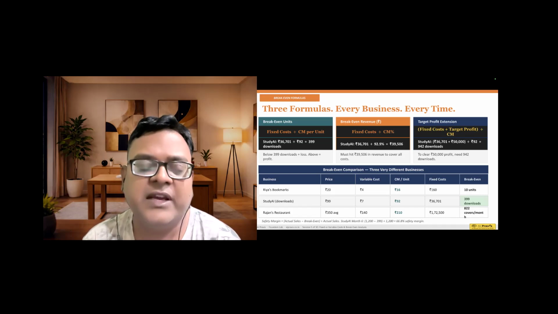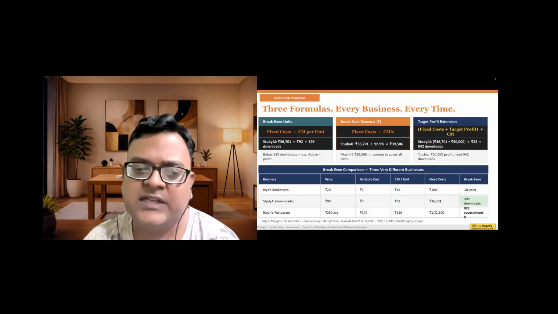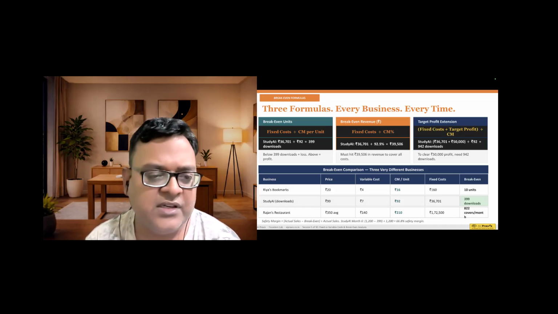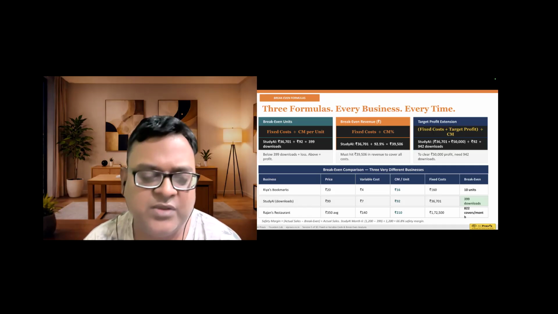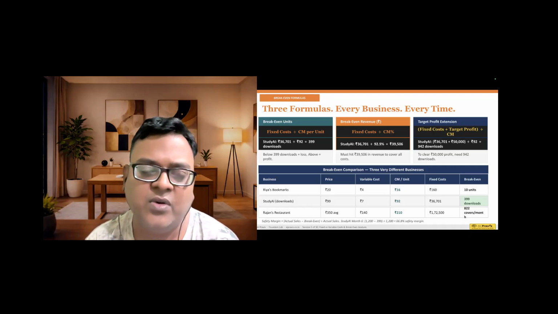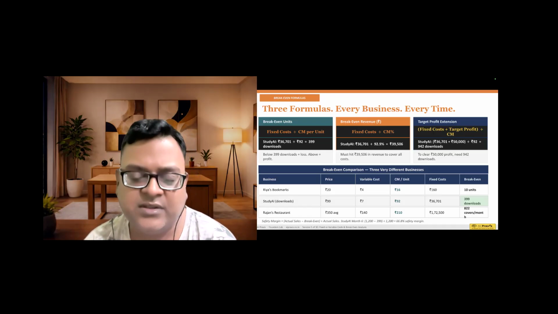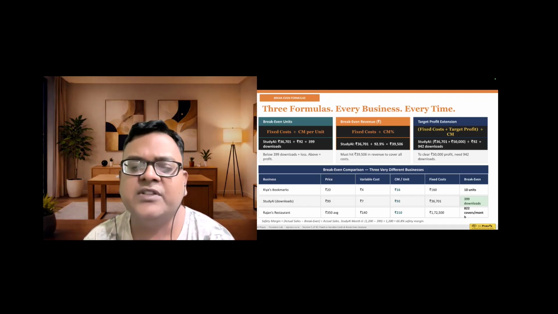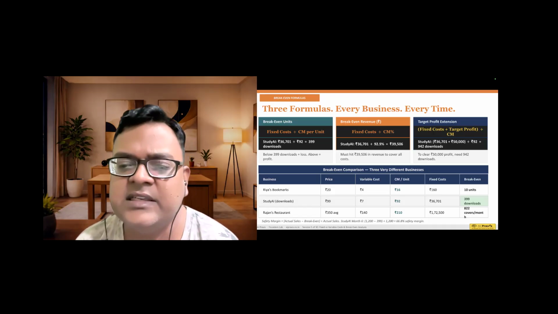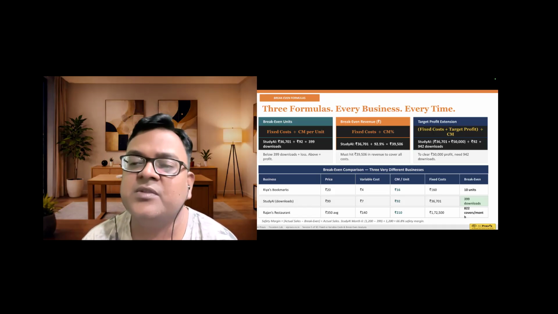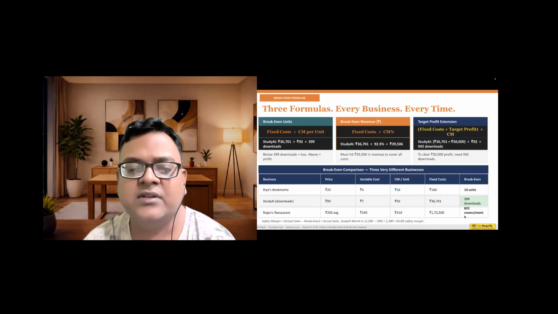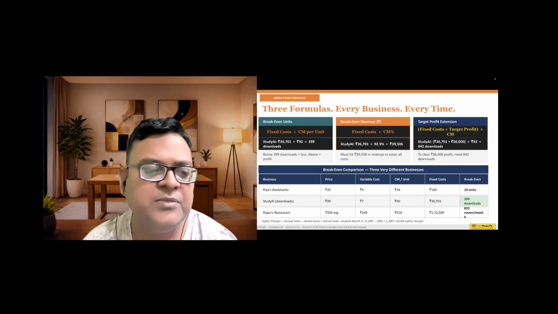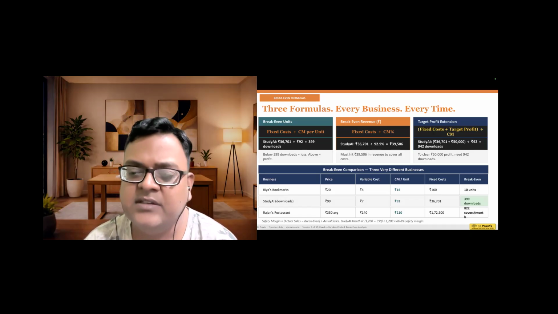Break even comparison: 3 very different businesses. Let's take, for example, Ria's bookmarks. Price per unit is 20 rupees. The variable cost is 4. So obviously the CM per unit, the contribution margin, is 16, which is 20 minus 4. And the fixed cost, let's say, is 160. Which means the break even is 10 units, because you have to divide the fixed cost by CM. Similarly for Study AI, I think it's very clear. The 399 downloads we've already calculated.